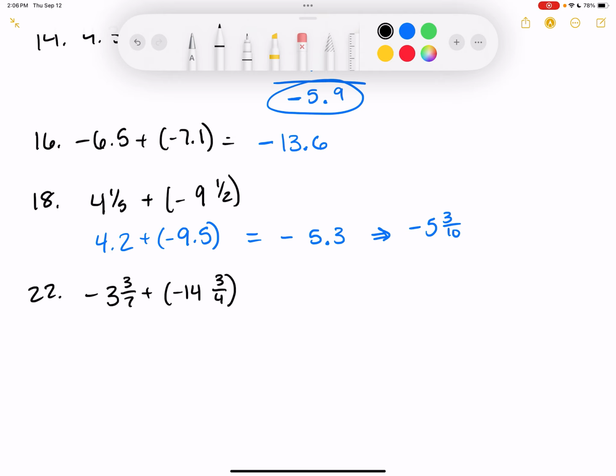How do I turn this into an improper fraction? So you do 7 times 3, and then times 7, 21 plus 3. Yep. So what is that? 24. So it's going to be negative 24 over 7.